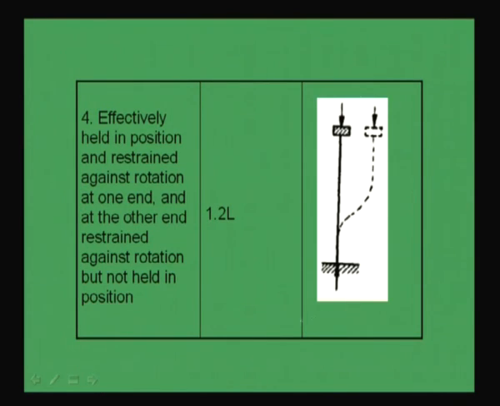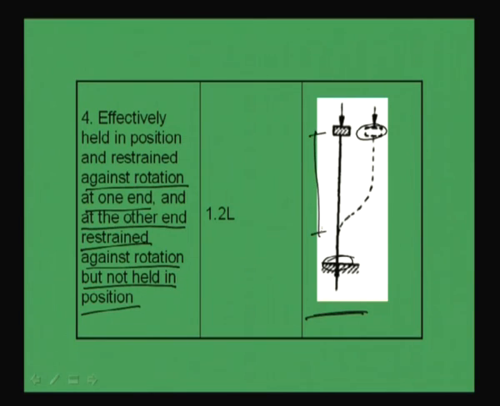Again another condition can be considered: effectively held in position and restrained against rotation at one end, and at the other end restrained against rotation but not held in position. What does this mean? It is fixed on this side, but on this side it is restrained against rotation but the displacement is not restrained. So in this case the effective length will be 1.2L, that means 1.2 times the total length.